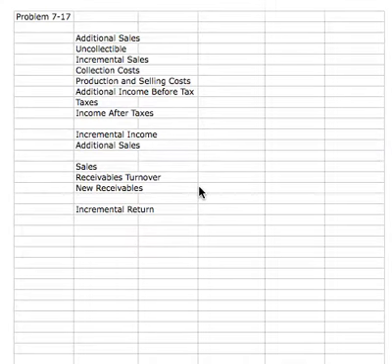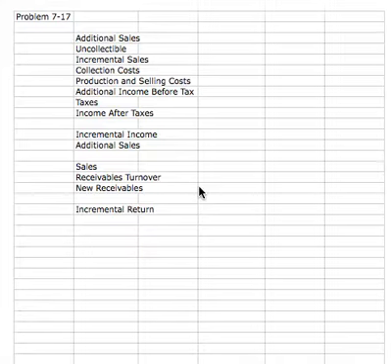Okay, let's work on problem 717 together. This is a credit policy decision problem. Johnson Electronics is considering extending trade credit to some customers that it previously considered poor risks. In other words, they weren't approved through their credit department and credit policy, and they're considering loosening some of their rules in the credit area.